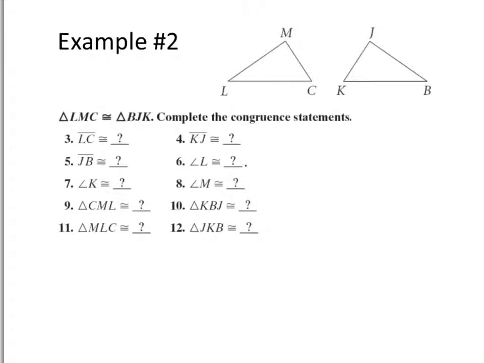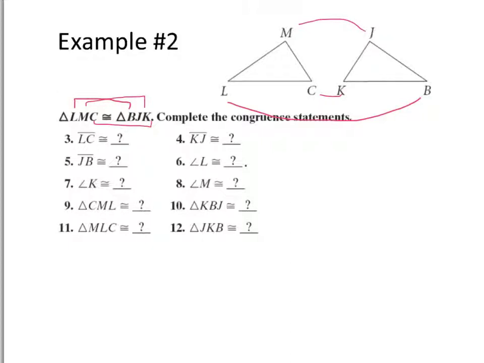In the second example, you're given triangle LMC is congruent to triangle BJK. Again, you actually have to think about the fact that these two triangles are a reflection upon each other. So in this case, L and B correspond to each other. So these two are corresponding parts in this congruent triangle. M and J, so those two are corresponding parts in the two congruent triangles. And then C and K are corresponding parts.